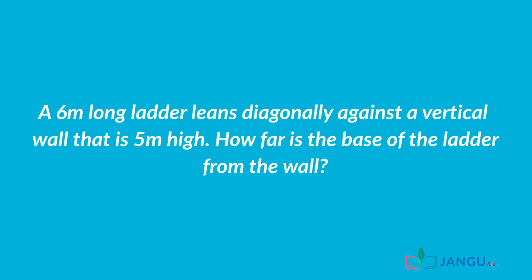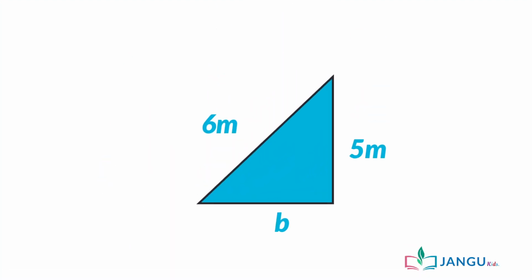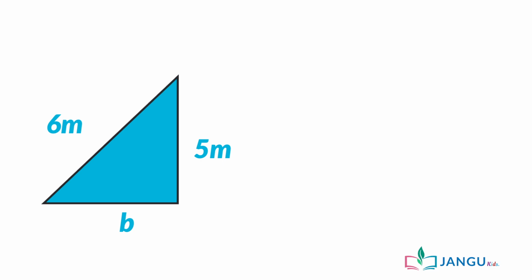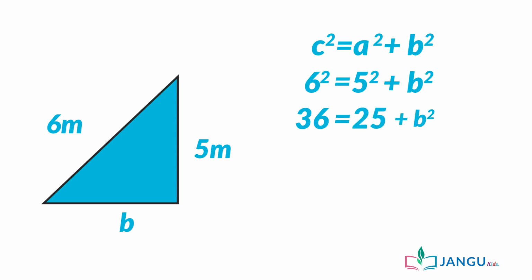First of all, we need to sketch the scenario. Can you see the right-angled triangle formed? Good! So, we can sketch out the triangle. Using the Pythagoras rule, we know that 6 squared equals 5 squared plus B squared. 36 equals 25 plus B squared. By collecting like terms, we have 36 minus 25 equals B squared.